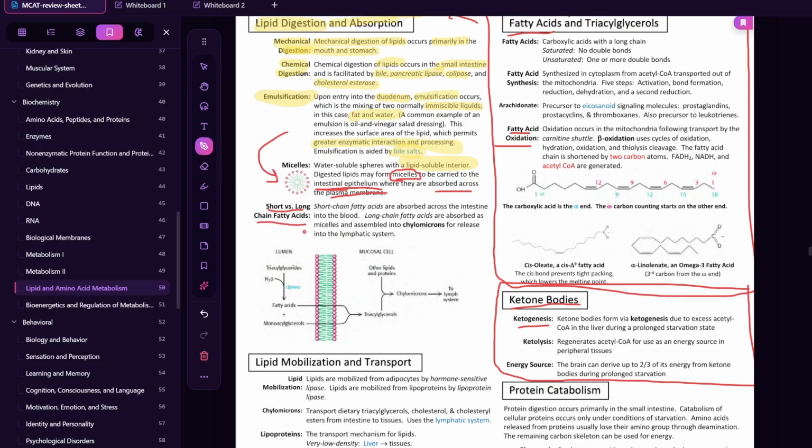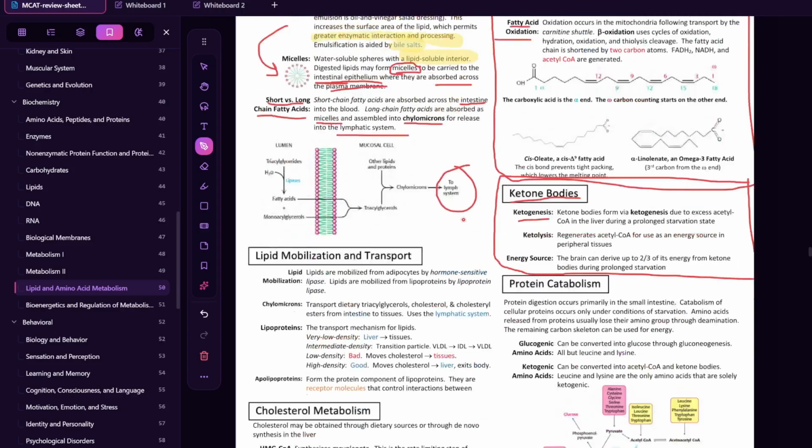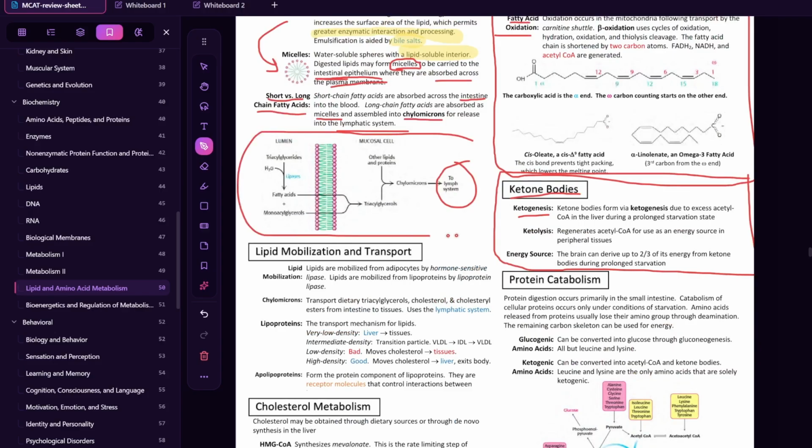Short versus long chain fatty acids. Short chain fatty acids are absorbed across the intestine into your blood, but long chain fatty acids are absorbed as micelles and assembled into chylomicrons for release into the lymphatic system, the lymph system. Here's the image for it.